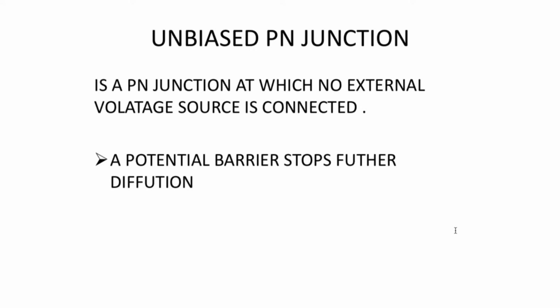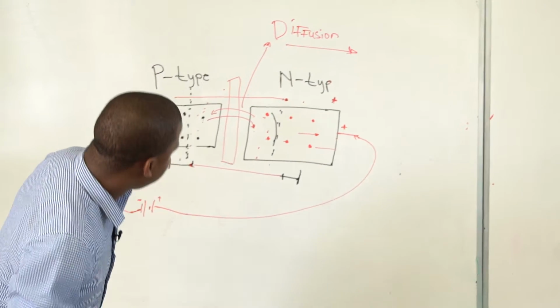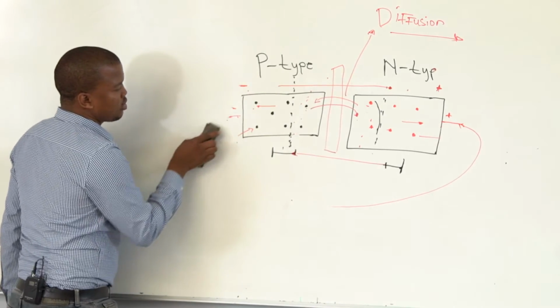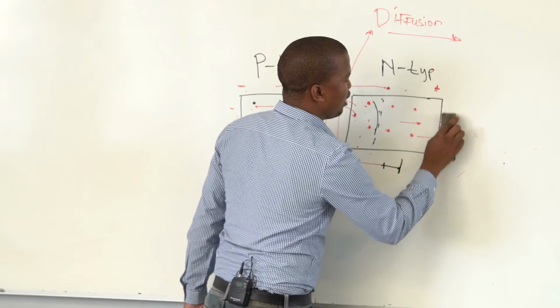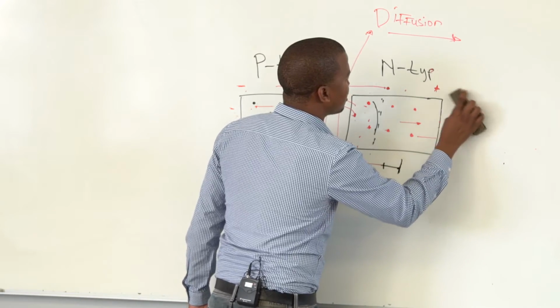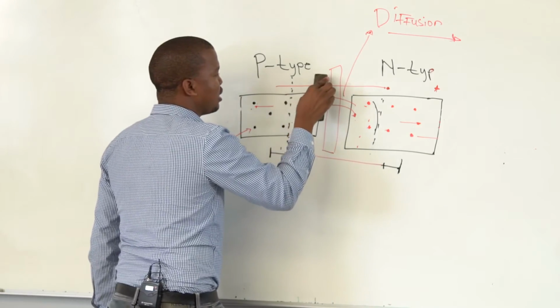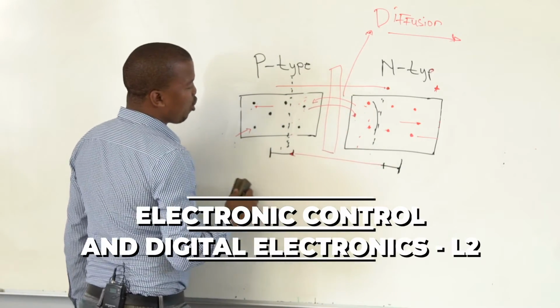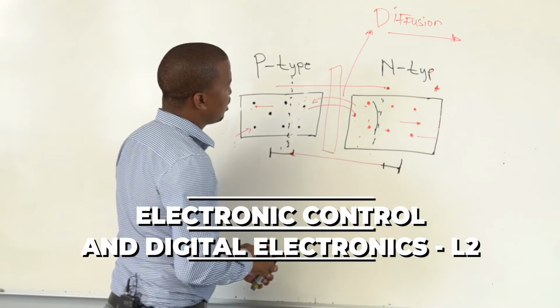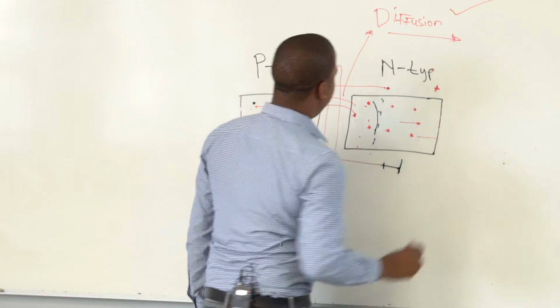Now we get to an unbiased PN junction. An unbiased PN junction is a PN junction at which no external voltage source is connected. A potential barrier stops further diffusion. In this case, there is no external voltage supply. If there is no external voltage supply, our PN junction will return to its original state. There will be no further diffusion at the junction.